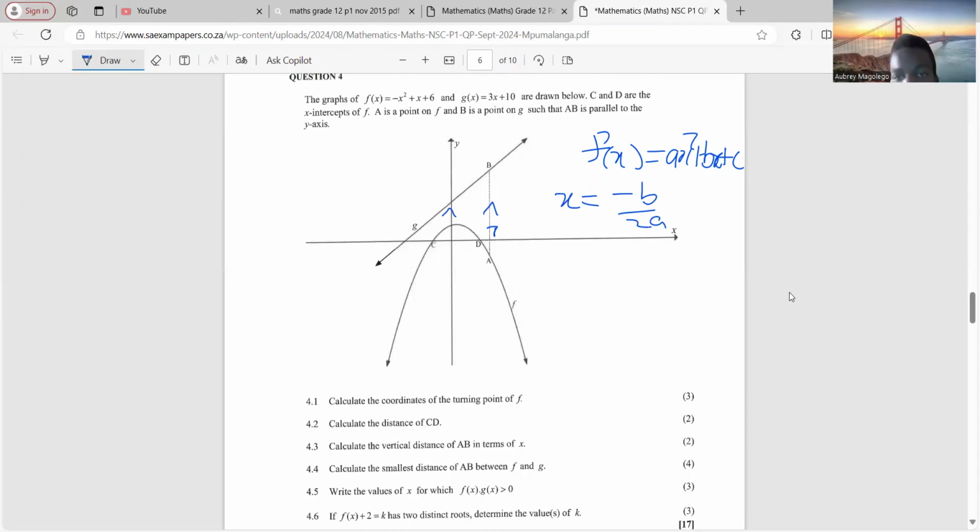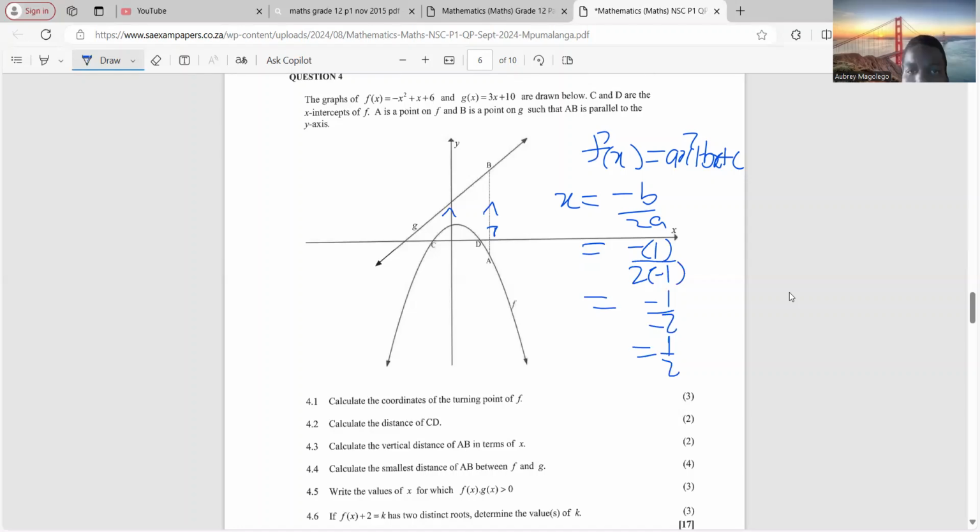We are given the equation f of x equal to negative x squared plus x plus 6. It means the value of b is equal to positive 1, since it is negative x squared plus x. So it's equal to negative into 1, which is negative 1, divided by 2 times the value of a, which is negative 1 in the equation. Which is equal to negative 1 over negative 2, giving us positive 1 over 2. That is our x value.